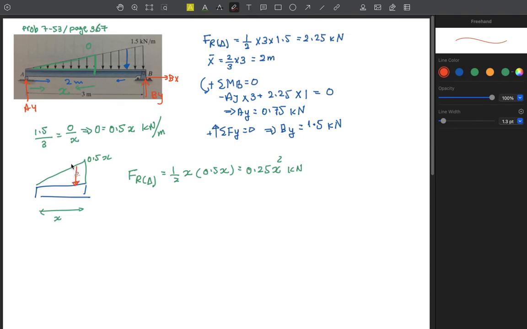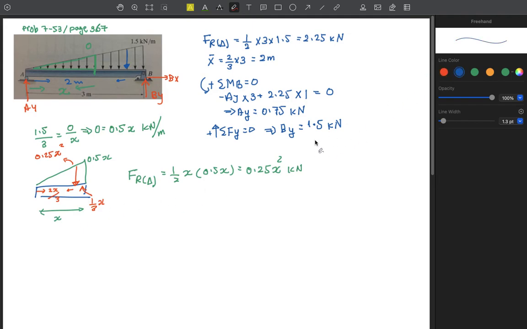We said this is 0.25 x squared. And now, if that distance was x, then this distance up to here is 2x over 3, right? 2x over 3. And this distance here should be then 1 over 3 or 1/3 x. Okay, so we found everything.